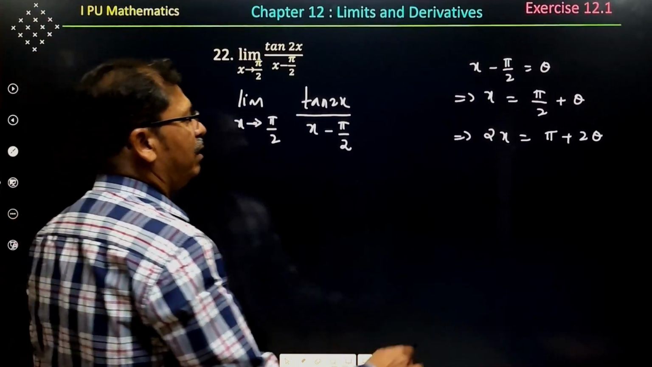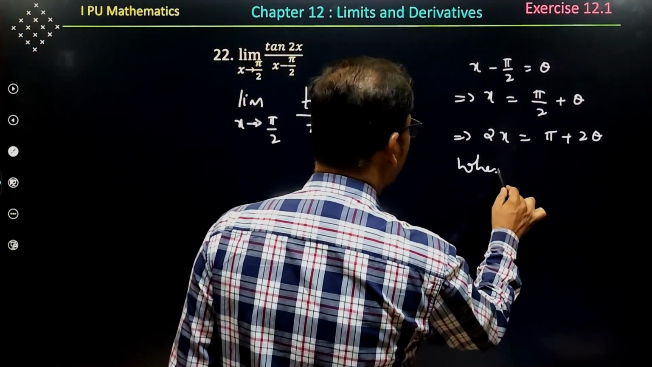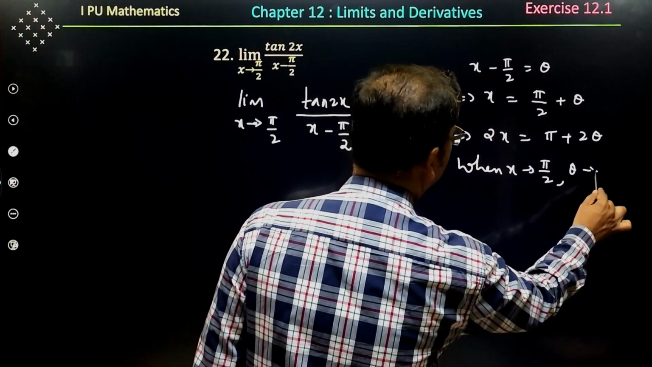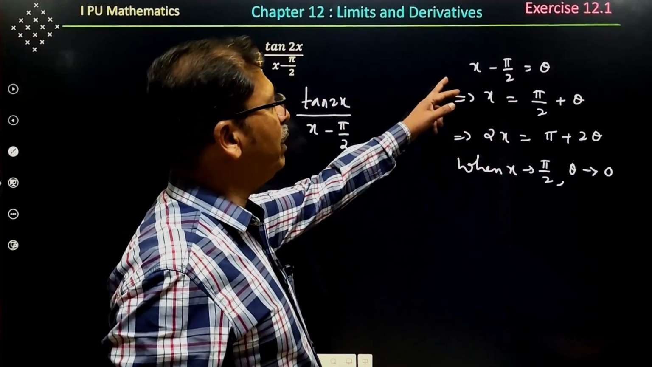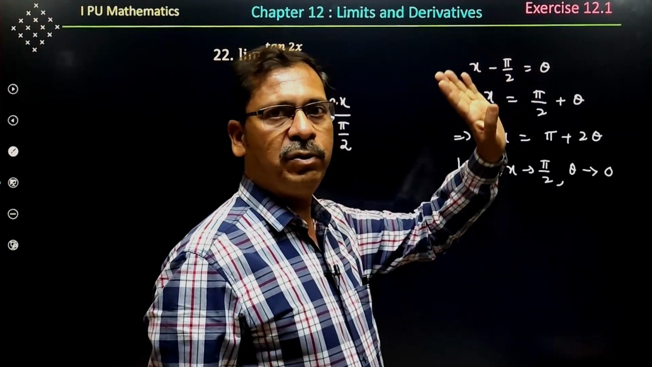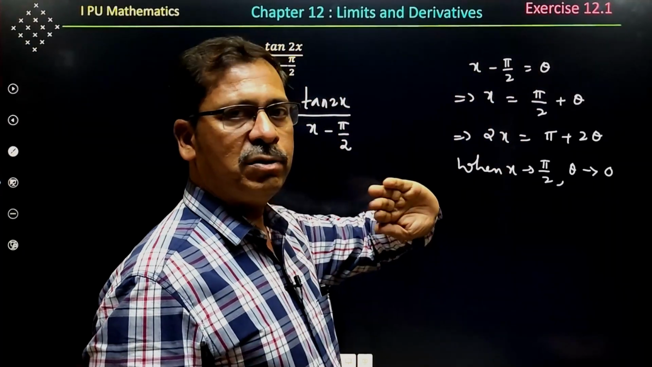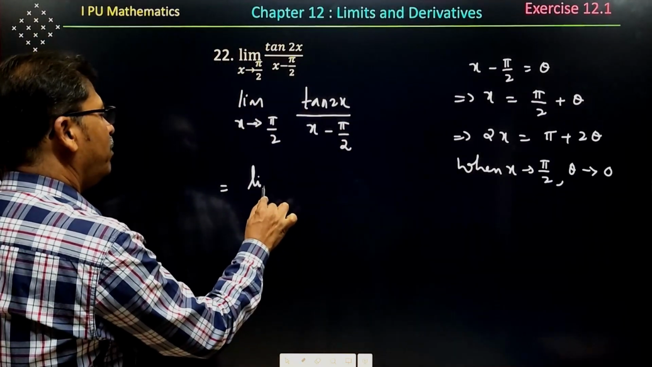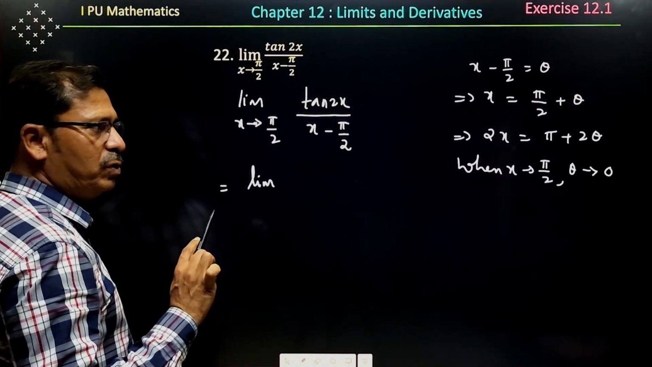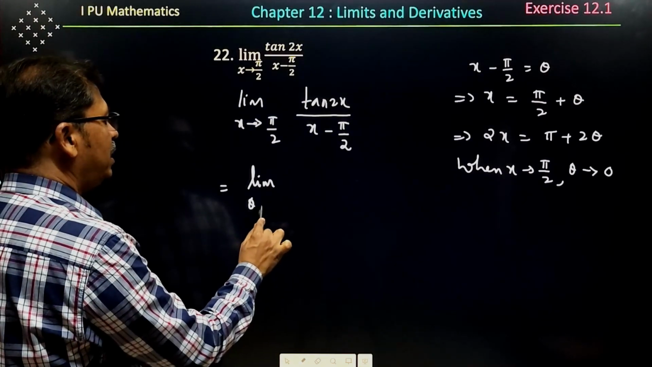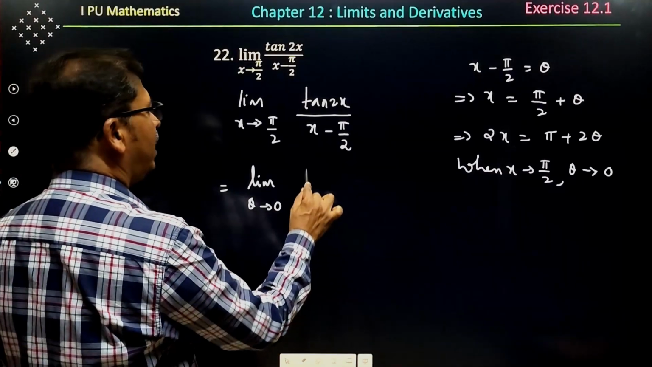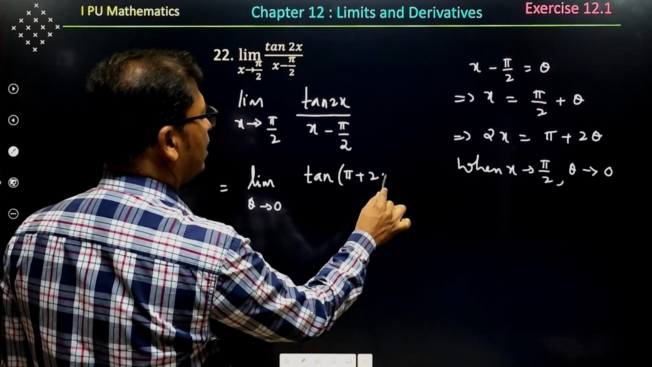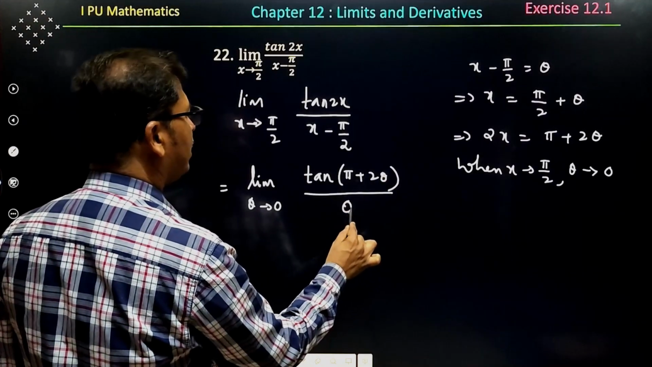And then the limit. When x tends to pi by 2, then theta tends to 0. X equal to pi by 2 you need to substitute here: pi by 2 minus pi by 2 is 0. So theta equal to 0 means theta tends to 0. So this is equal to limit theta tends to 0, tan 2x, which means tan of pi plus 2 theta, divided by theta.